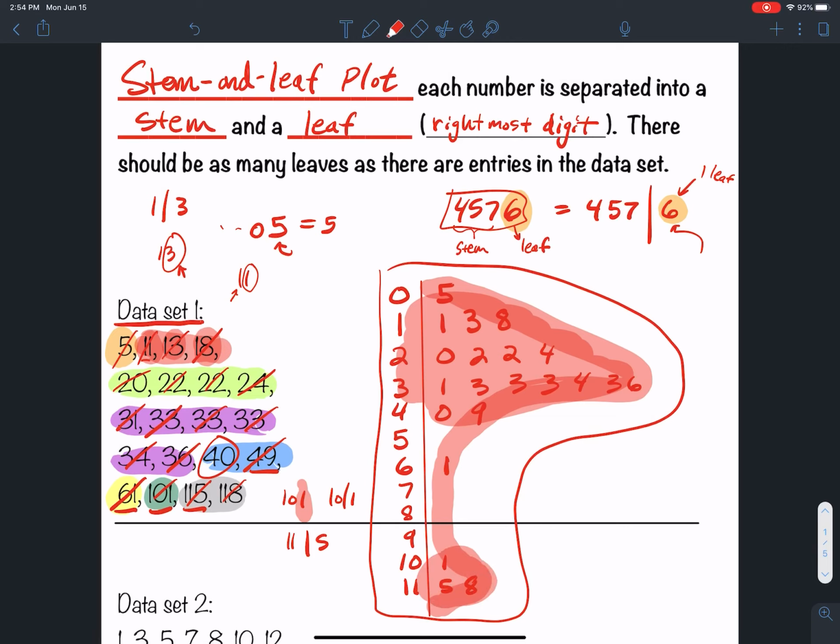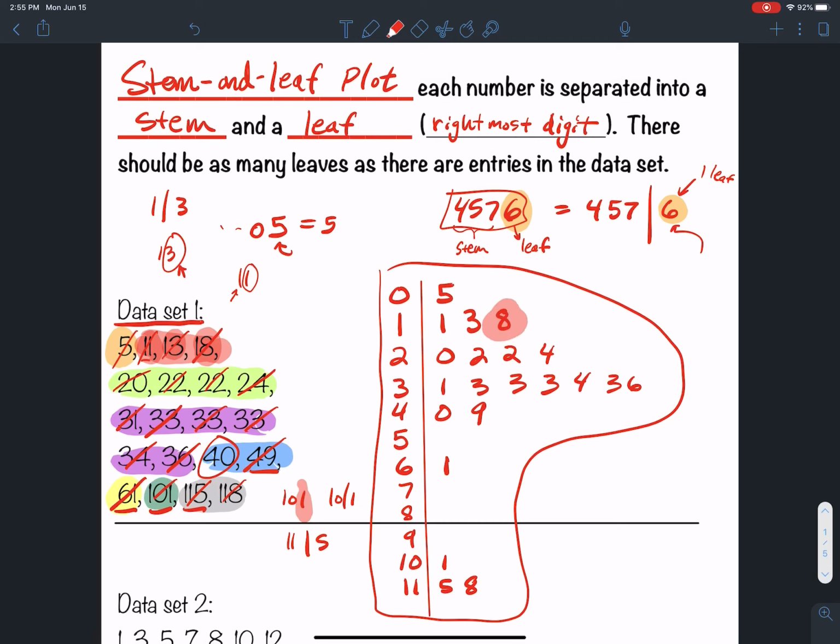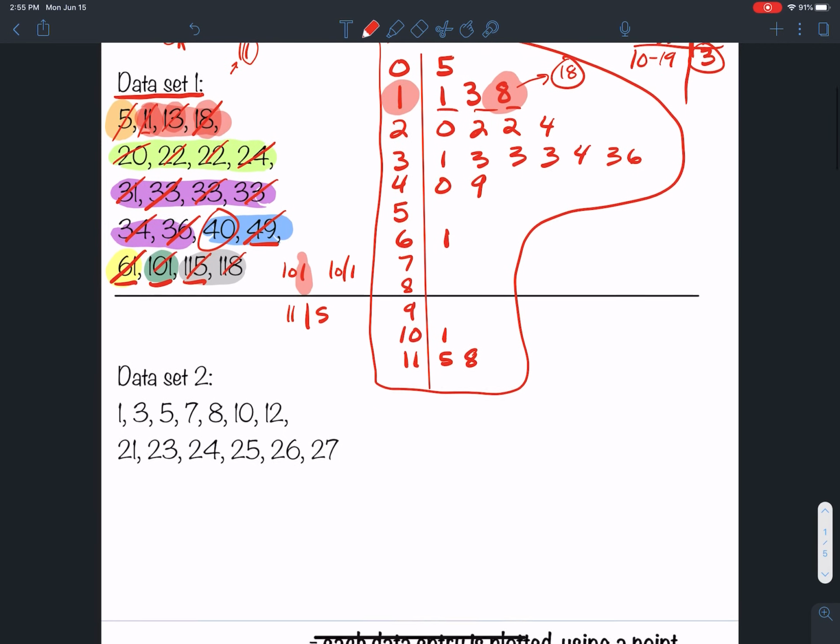Okay, and so the advantage to the stem and leaf versus the frequency histogram is that you can actually look at the stem and leaf and say, oh, there was a data point of 18 right here. Whereas with the frequency distribution, it just tells you, okay, in the class from 10 to 19, there were 3 data points. Okay, so with the frequency distribution, it just tells you how many there are, 1, 2, 3. It doesn't tell you what they are like the stem and leaf does. Okay, so that's the advantage that you have to the stem and leaf.